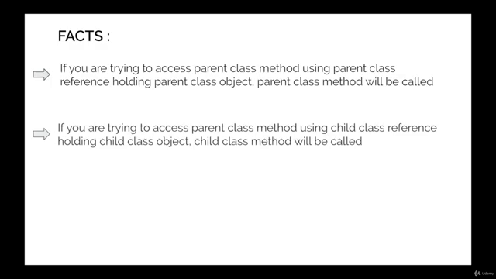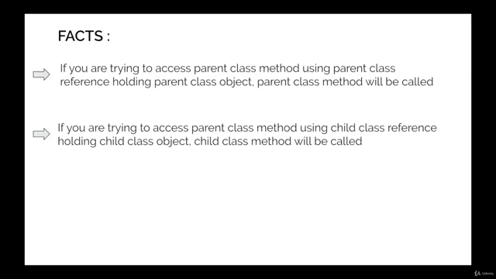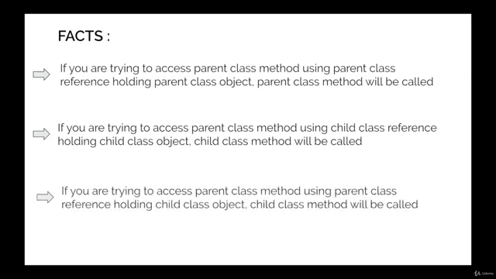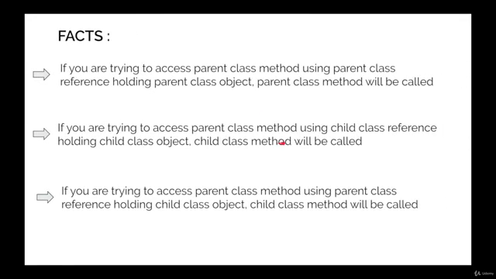The next fact says that if you're trying to access a parent class method using the child reference holding the child class object, the child class method will be called, and that is what we saw. The third fact is that if you are trying to access a parent class method using a parent class reference holding a child class object, the child class method will be called, and that is what we saw. These are the three important conclusions from method overriding in Java.